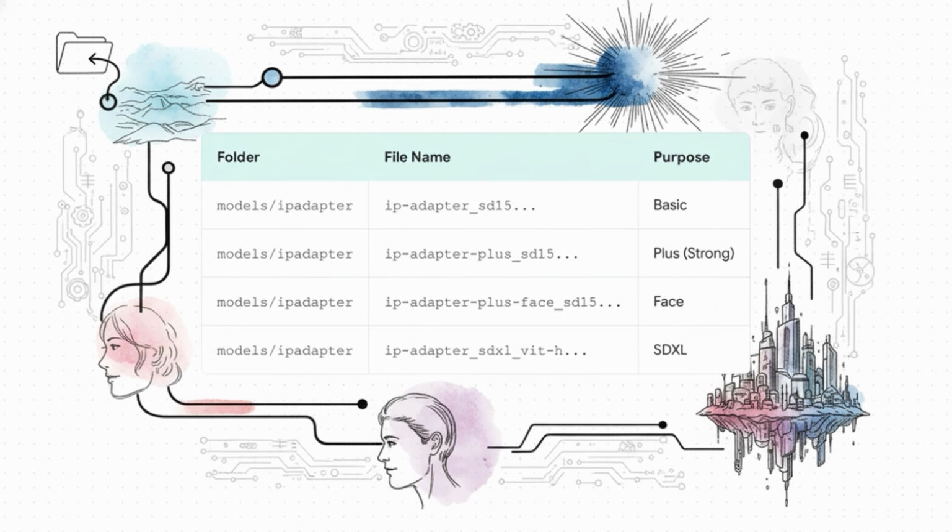Next up, the main event, the IP Adapter models themselves. These guys go into a folder you might have to create called models/ipadapter. And you'll see there are different flavors here. The basic SD15 one is a great place to start. The Plus model gives a way stronger effect.